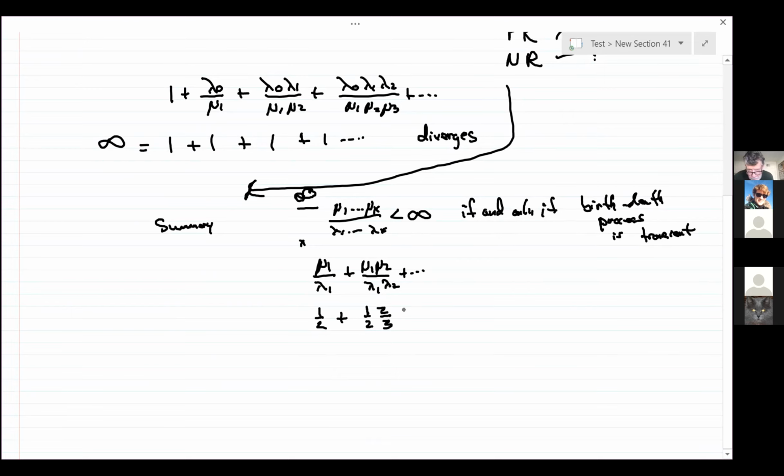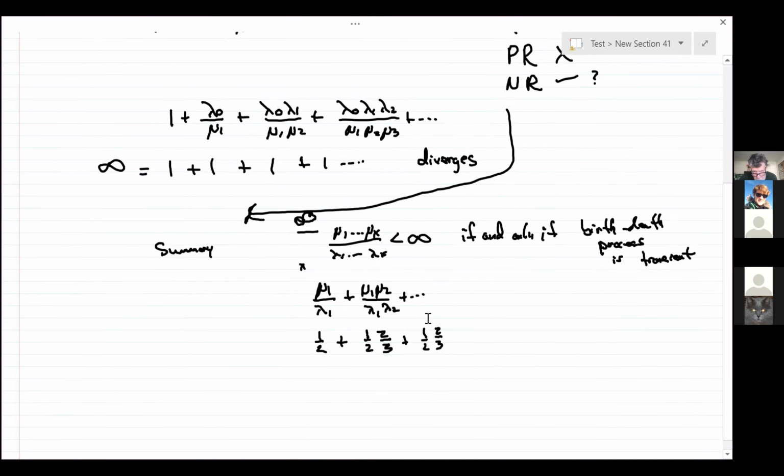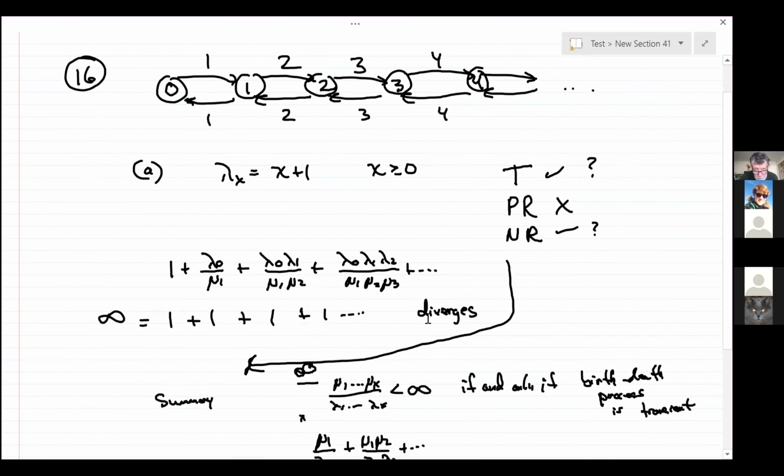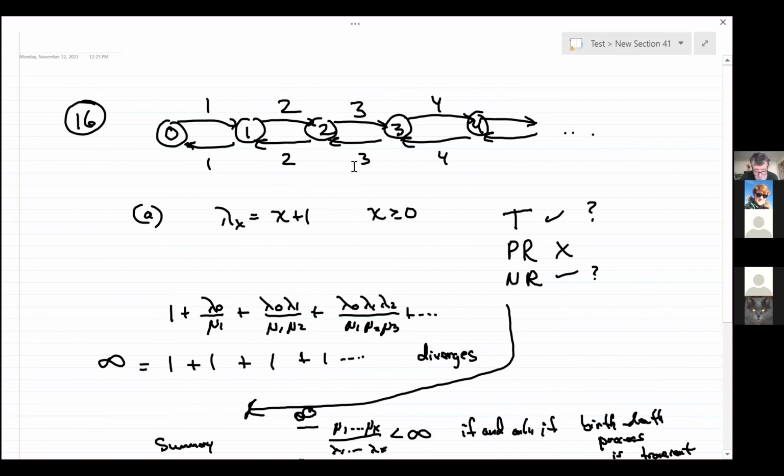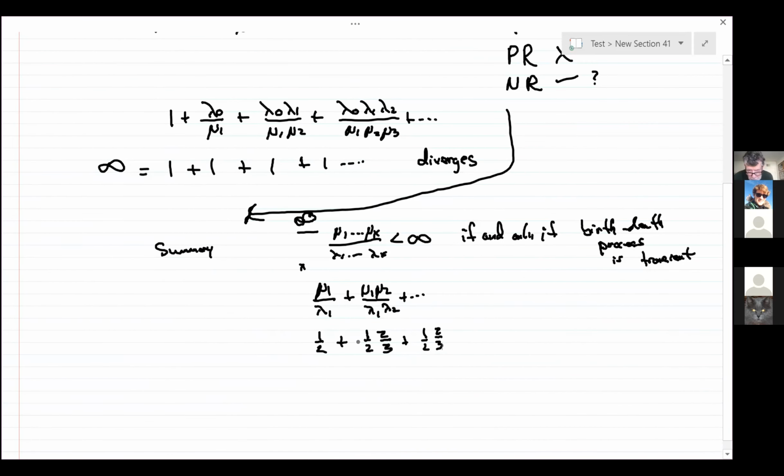And what would the next one be? The pattern is beginning to look like the harmonic series. 1/2, 2/3. And if I do mu3 over lambda 3, mu3 is 3 and lambda 3 is 4. So that's 3 over 4. And now it's become even clearer.